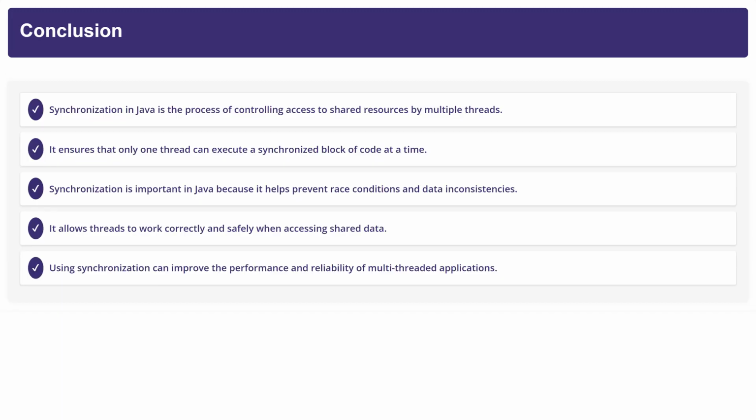In Java, synchronization is used to control access to shared resources by multiple threads. This means that only one thread can execute a synchronized block of code at a time. Synchronization is important in Java because it helps prevent race conditions and data inconsistencies. It ensures that threads can work correctly and safely when accessing shared data. Using synchronization can improve the performance and reliability of multi-threaded applications.